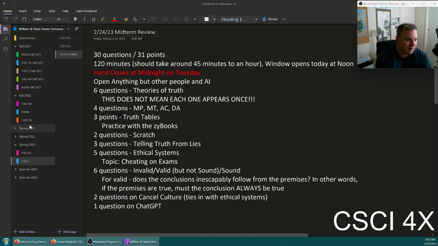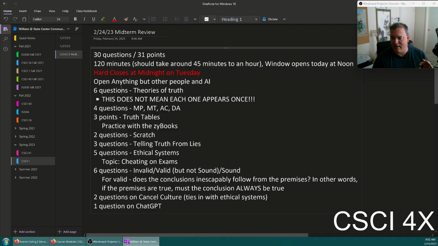In the previous lecture, I actually went through and counted how many questions there are on each topic, so this might give you some ideas of what you should study for. There are 6 questions on the theories of truth, and there are 6 theories of truth. There's correspondence, coherence, consensus. Those 3 I always have to think about.